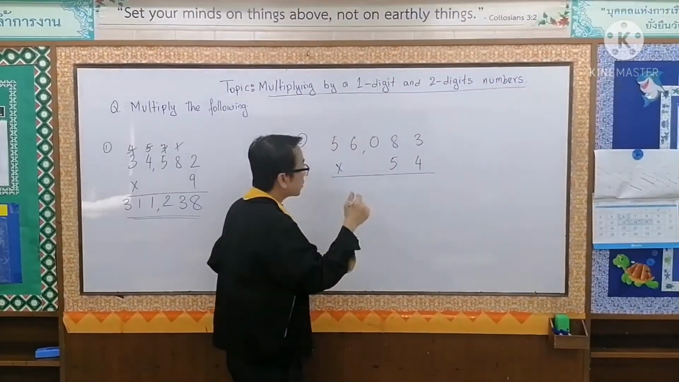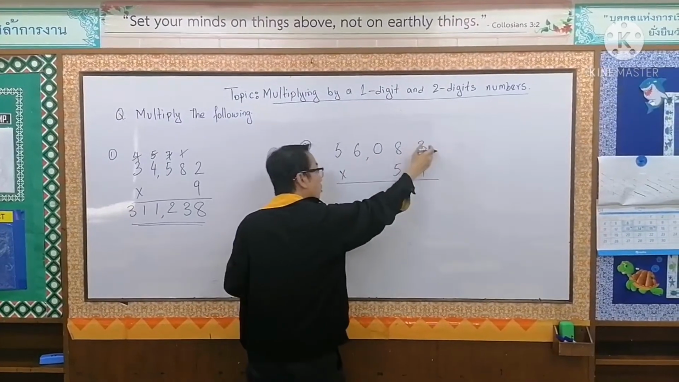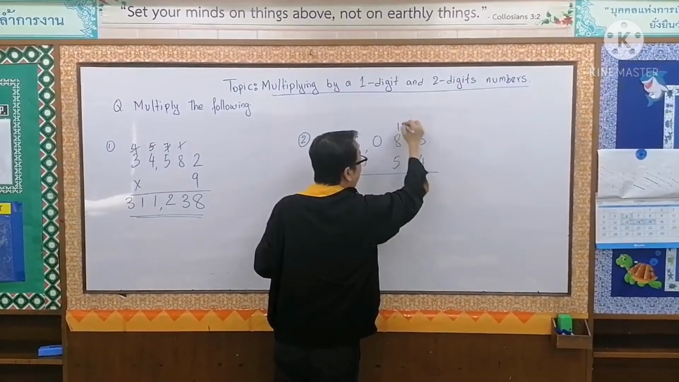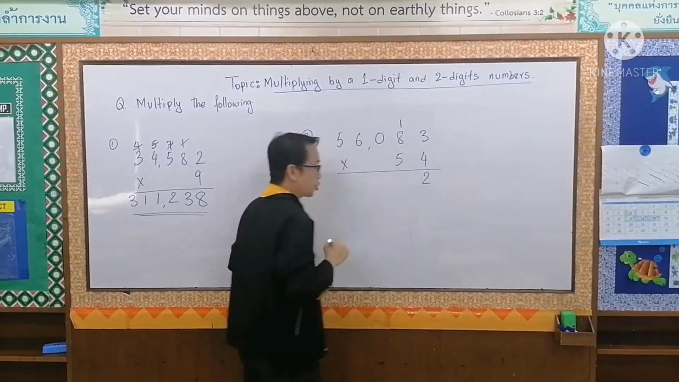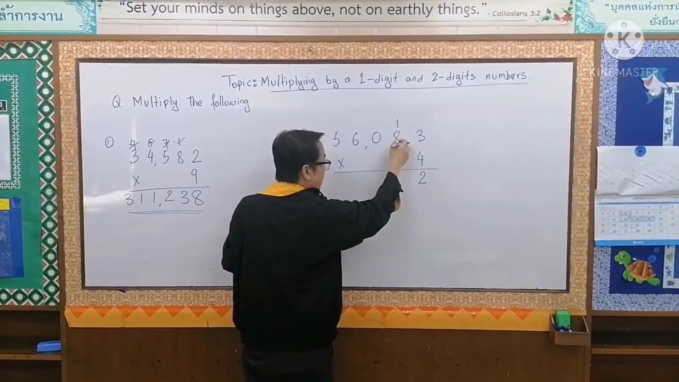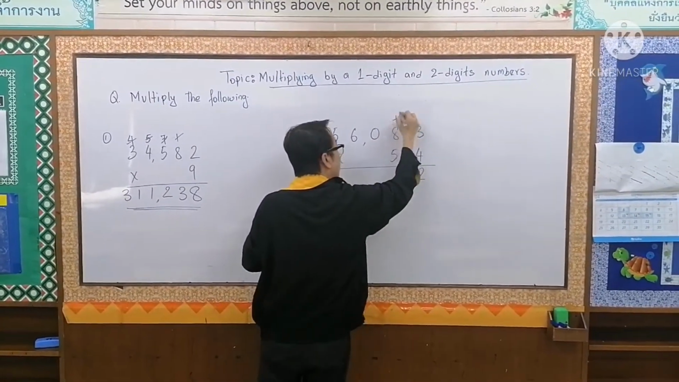Now let's get back to the question. Now let's multiply it by 4. 4 times 3 gives you 12. So I'm going to put 1 up, 2 down. Next, 4 times 8, it's 32. Now 32 plus 1 gives you 33.